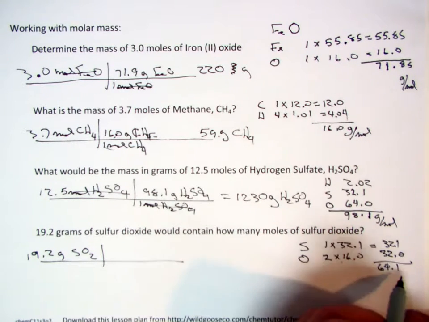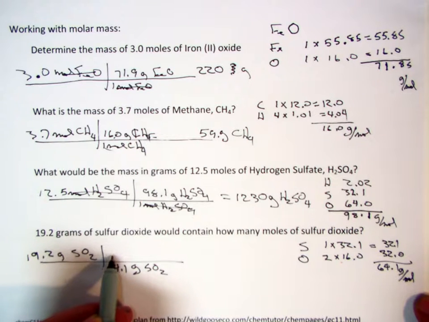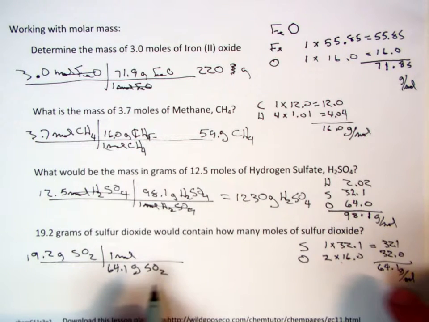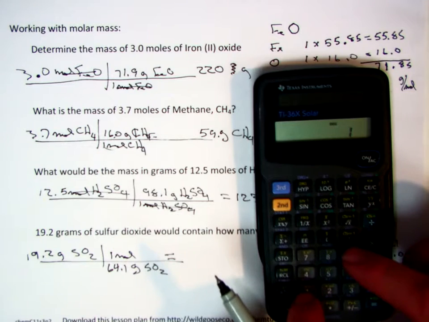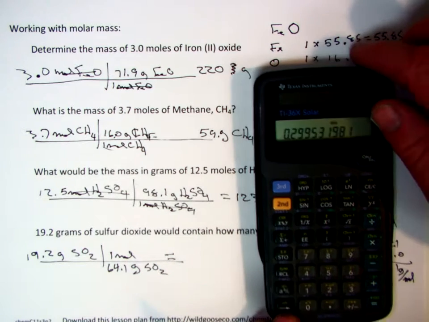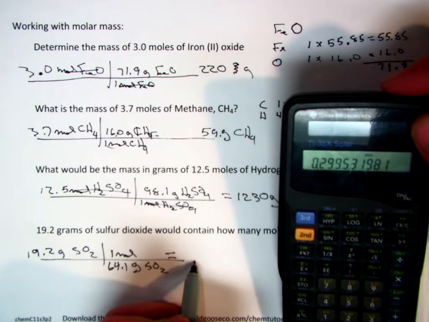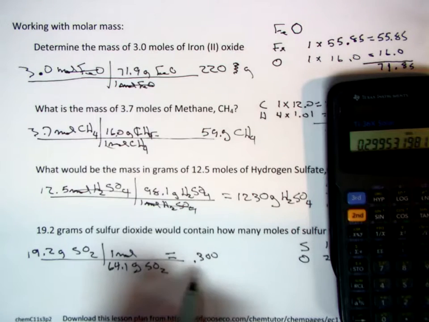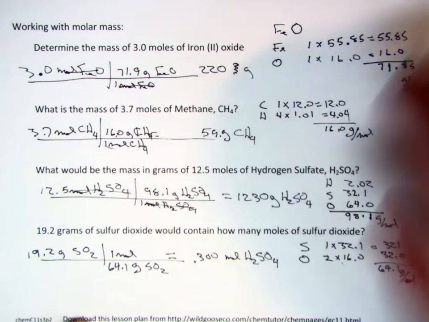If I put the unit there, it'd help you. So we're going to put the 64 grams in the bottom because this is in grams here. So the grams of SO2 needs to be in the denominator, 64.1 grams. And the numerator is now 1 mole because it says how many moles we are going to. So now it's a division problem instead. So I would take 19.2 divided by 64.1, and I now end up with 0.2995, which is 0.300 to three significant figures, moles of SO2. They're again relatively straightforward if you can do the dimensional analysis.